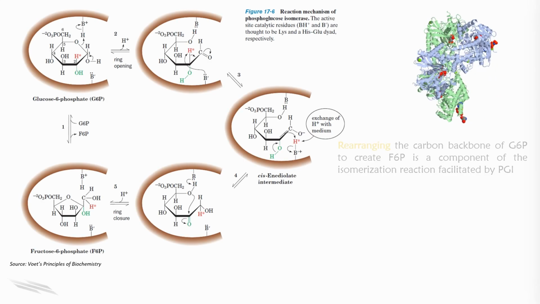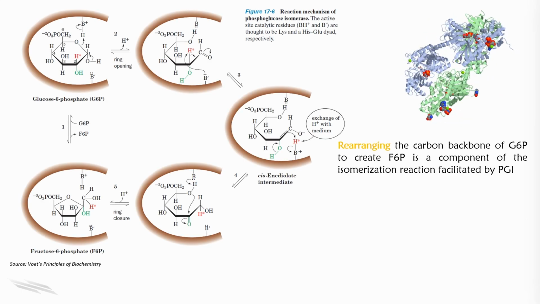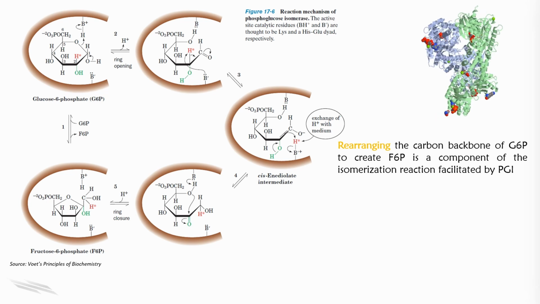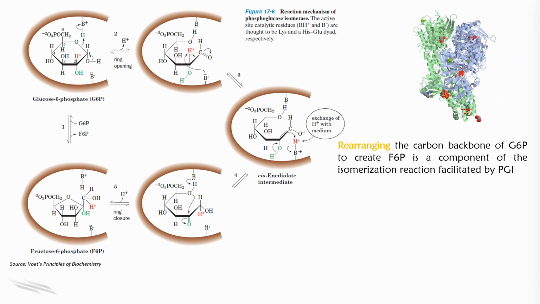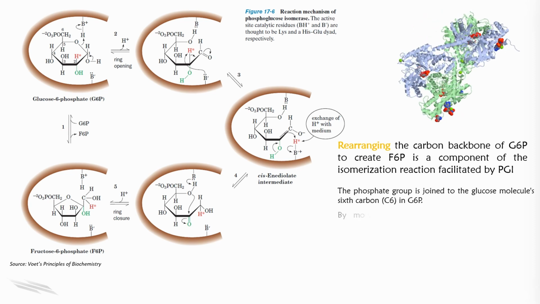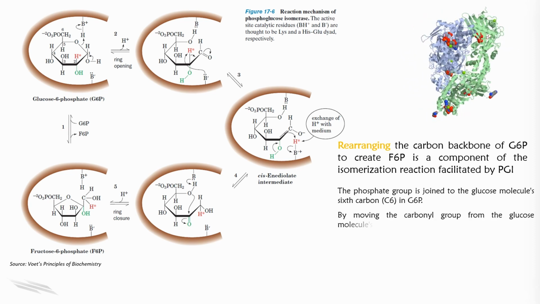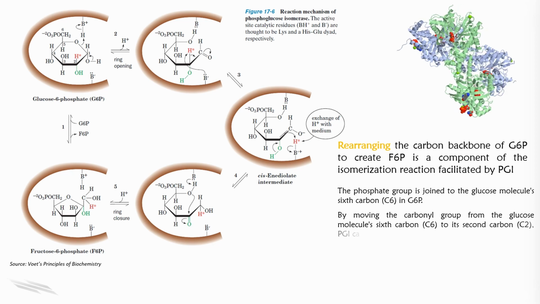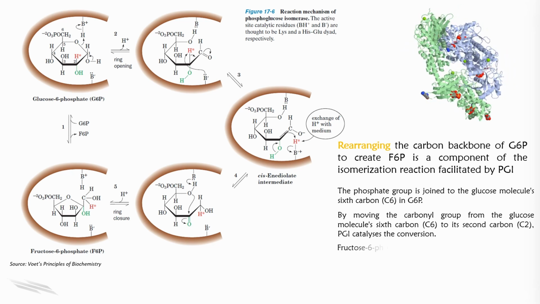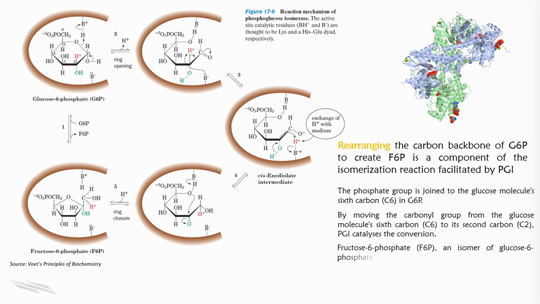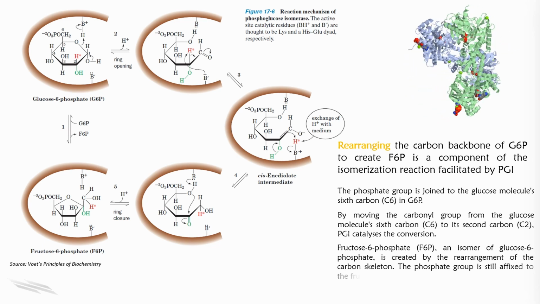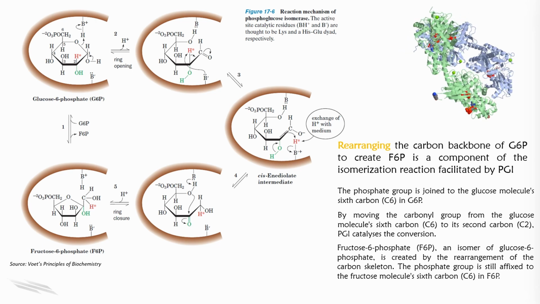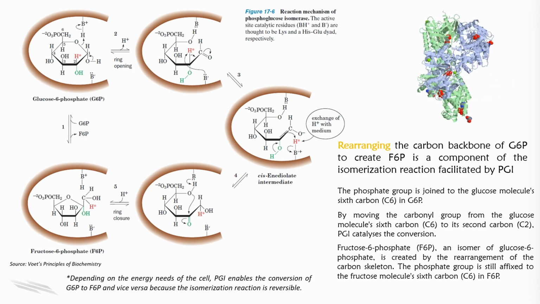Rearranging the carbon backbone of G6P to create fructose 6-phosphate is a component of the isomerization reaction facilitated by phosphoglucose isomerase. The method is best explained as follows. 1. The phosphate group is joined to the glucose molecule's 6th carbon in glucose 6-phosphate. 2. By moving the carbonyl group from the glucose molecule's 6th carbon to its second carbon, phosphoglucose isomerase catalyzes the conversion. 3. Fructose 6-phosphate, an isomer of glucose 6-phosphate, is created by the rearrangement of the carbon skeleton.